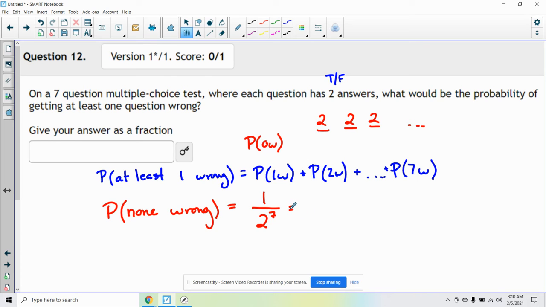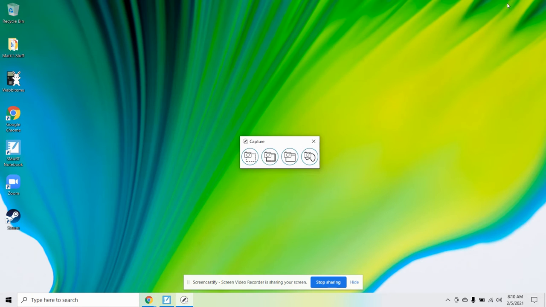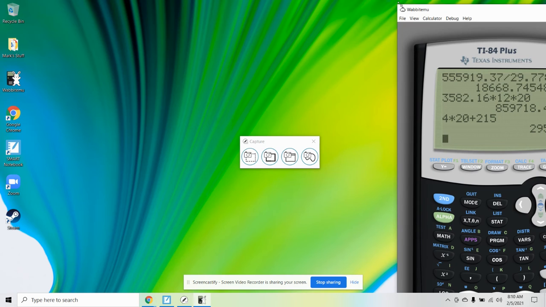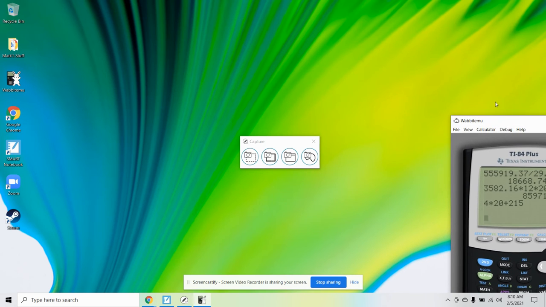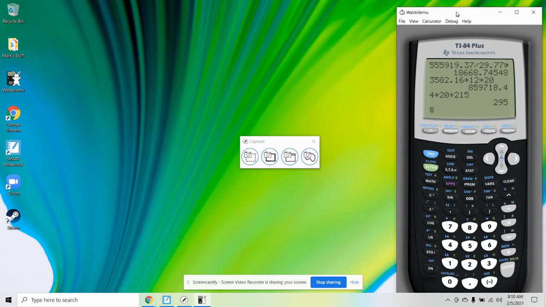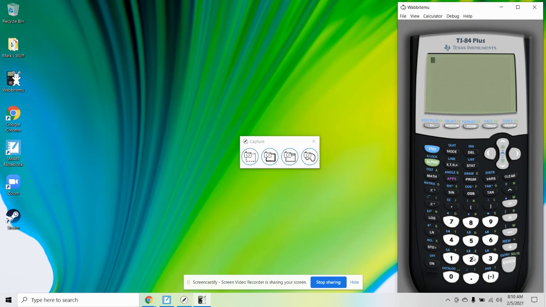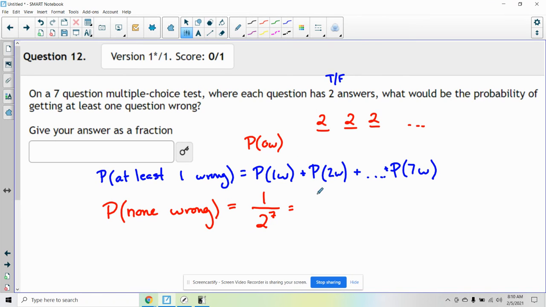So this is going to be, I believe, 258. Let me pull up my calculator. Come on, there we go. For that 2 to the 7th power, 128. So this is going to be 1 over 128. That's the chance that you get 100% on this test, just by guessing.